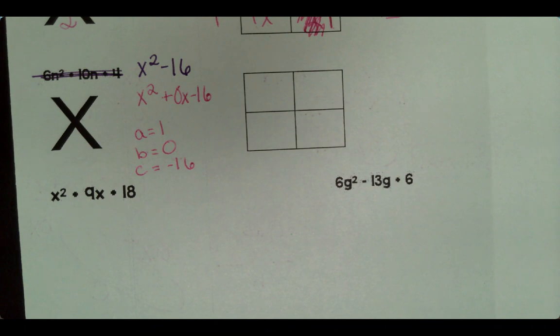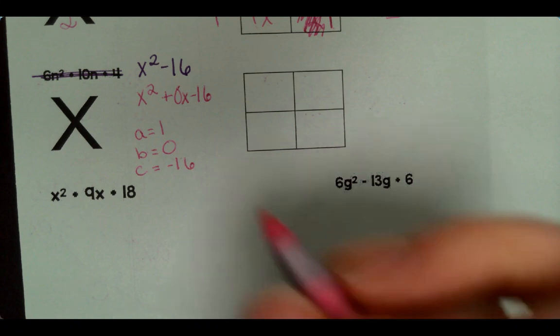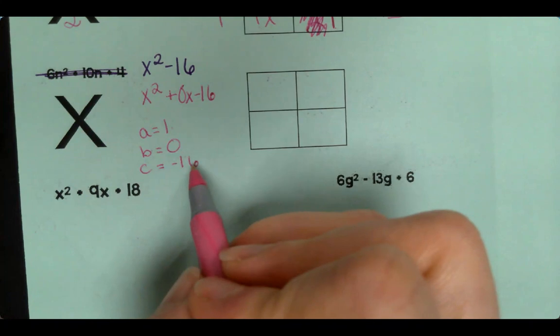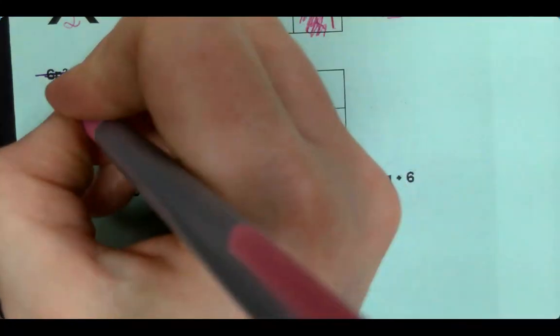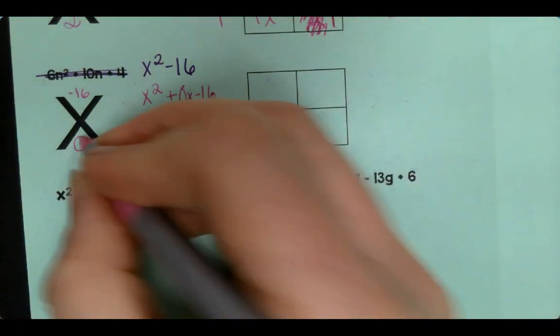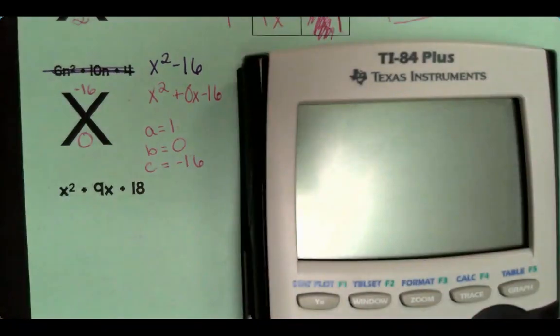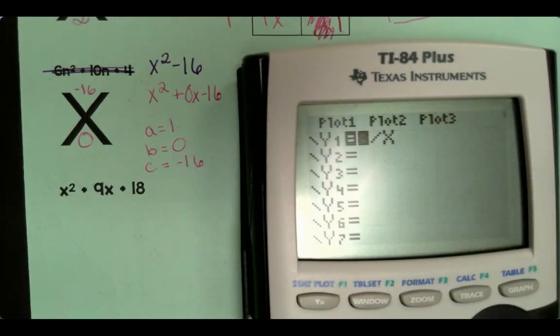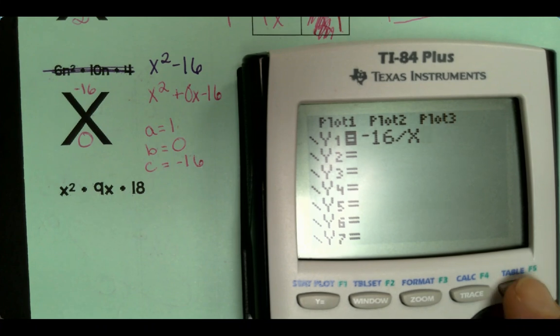All right. So the top, a times c. A times c would be 1 times a negative 16. There we go. And b is the bottom. So we want to look for all the factors of negative 16 that give us 0. So in your calculator, nope, can't use 0. Put this in. And then go to the table.